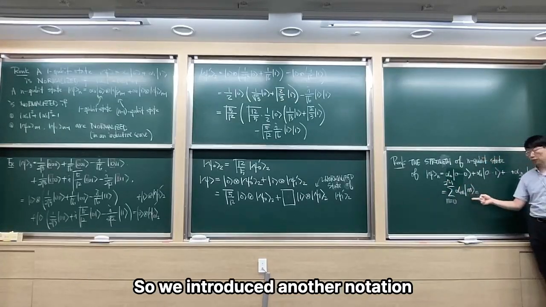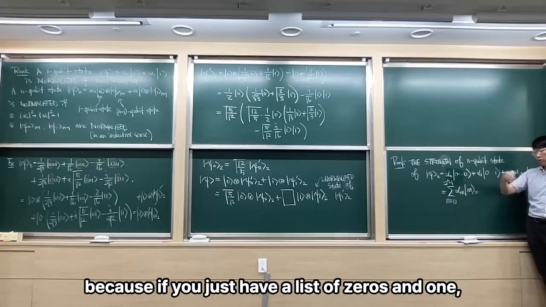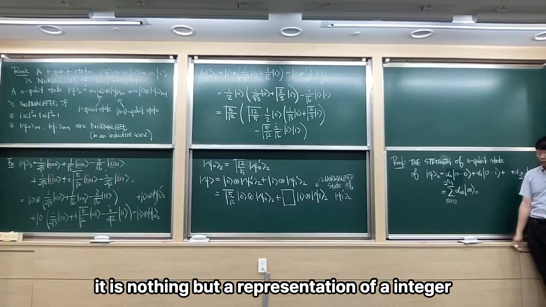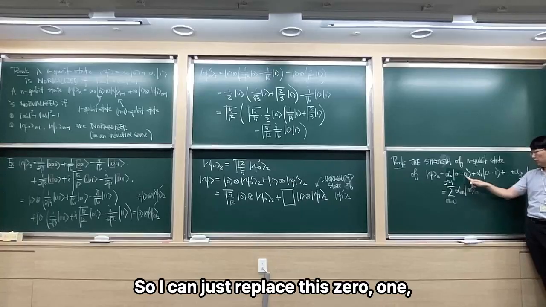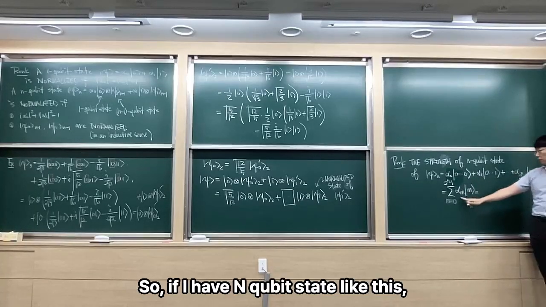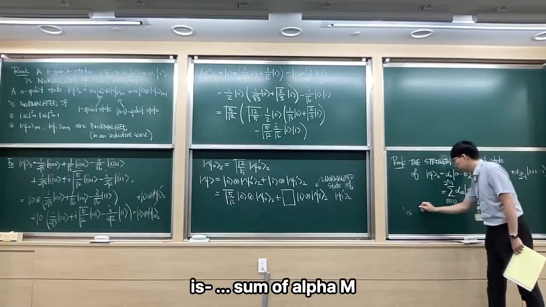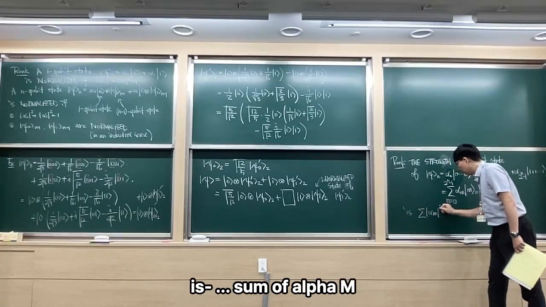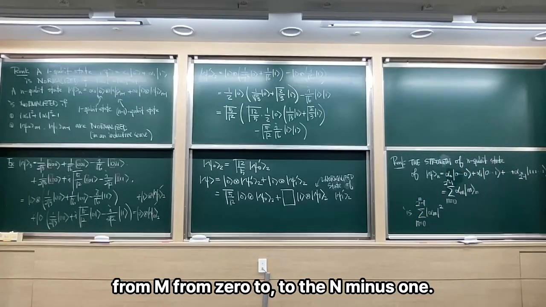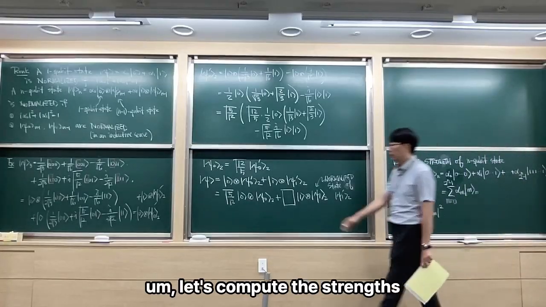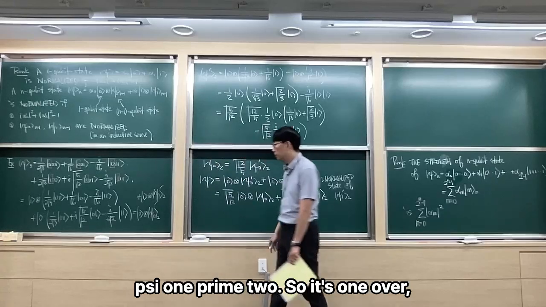So we introduced another notation of writing down the tensor product of the base state, because if you just have a list of zeros and 1, it is nothing but a representation of an integer in binary representation. So I can just replace this as 0, 1, and so on up to 2 to the n minus 1. If I have an n-qubit state like this, then the state is the sum of alpha m ket m, m from 0 to 2 to the n minus 1. So using that, let's compute the strengths of this 2-qubit state, psi 1 prime 2.